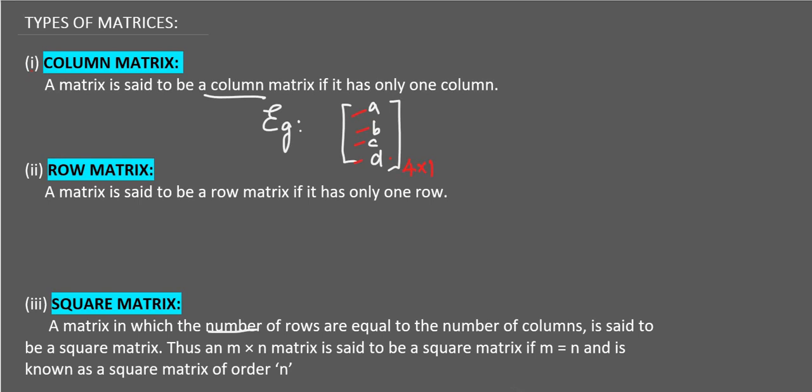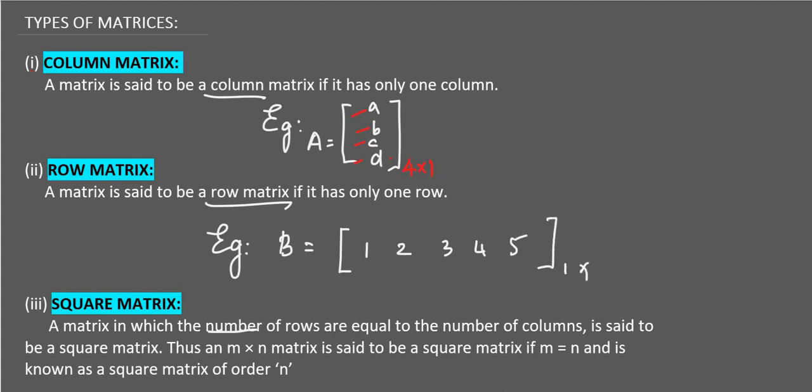Next, coming to the row matrix: a matrix is said to be a row matrix if it has only one row. We represent it by a capital letter, where B is equal to 1, 2, 3, 4, 5. It has only one row, and columns 1, 2, 3, 4, and 5, so 5 columns. So the order of the matrix is 1 by 5.